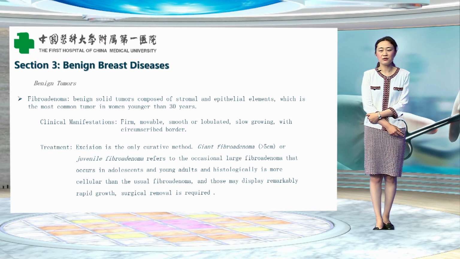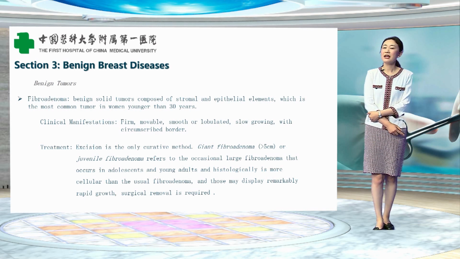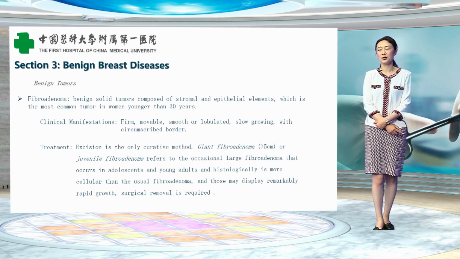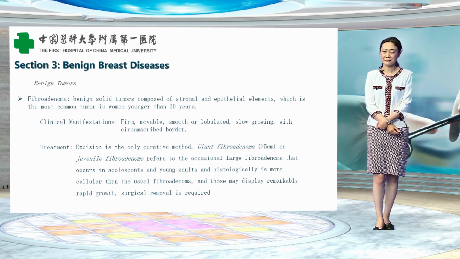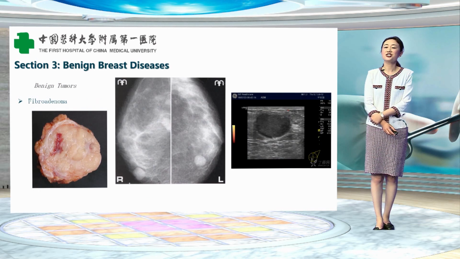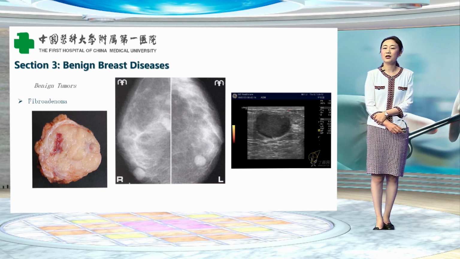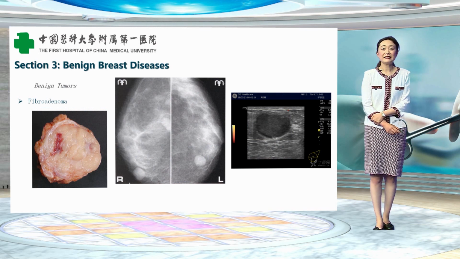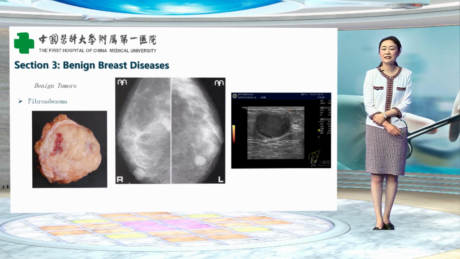In general, fibroadenomas are benign tumors, although neoplasia may develop in the epithelial elements within them. But cancer in a newly discovered fibroadenoma is exceedingly rare, very rare. And this picture showed a section of a fibroadenoma. You can see the lobulated structure, very good border, and the fibrous capsule around it.